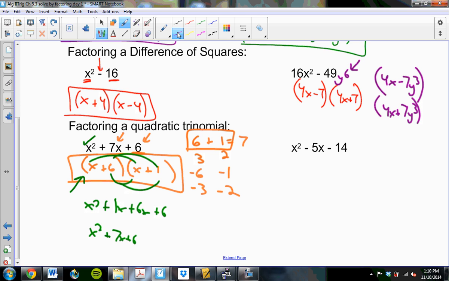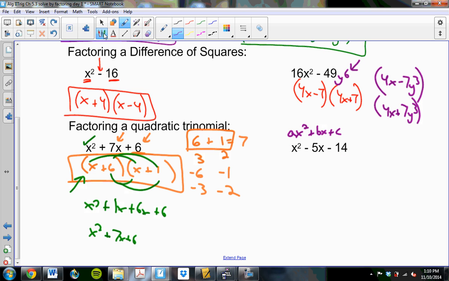When the things you're multiplying have some negatives in them, this gets a little bit more complicated. When the c term is negative, and the reason I'm calling that the c term is because remember in standard form, you have like ax squared plus bx plus c. So in this problem right here, the a value is 1, the b value is negative 5, the c value is negative 14. The sign is very important.